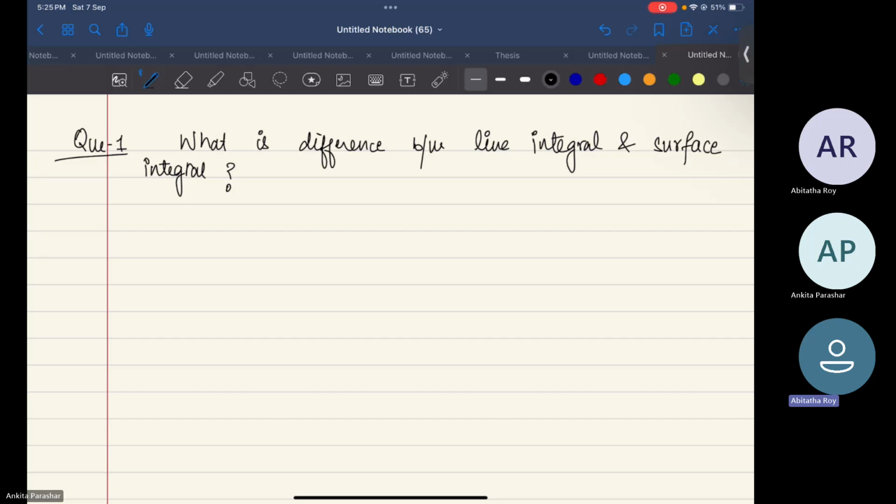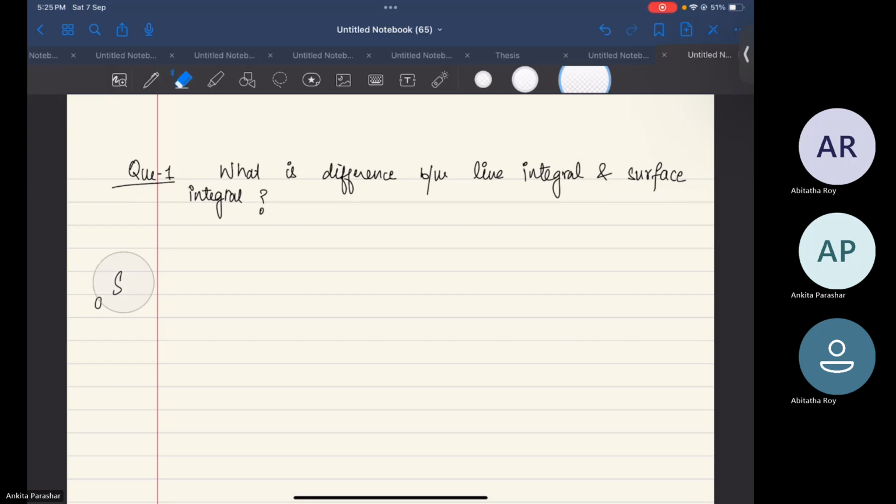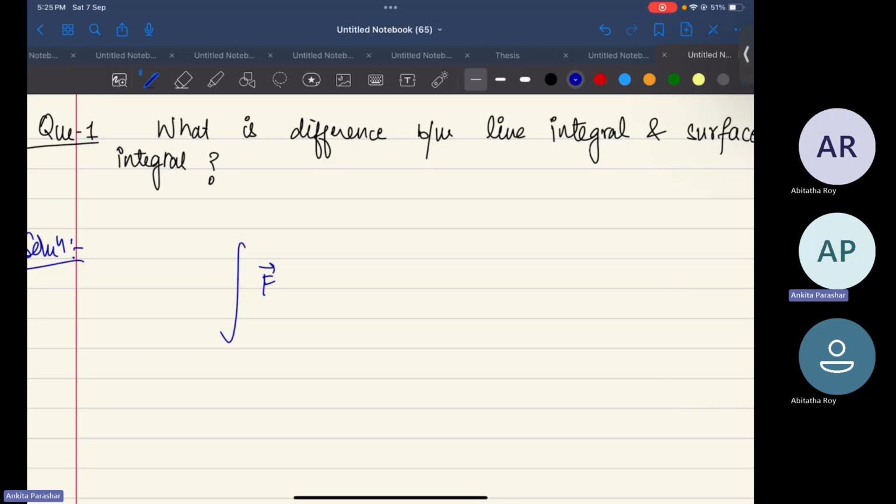For a line, the domain form is different. So how would I write the integration form? Would it be a single integral, double integral, or triple integral? The line integral is a single integral. If you want to integrate over the curve C, this would be your line integral over the curve C.